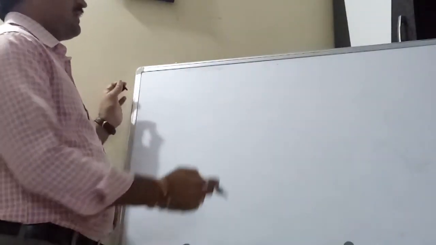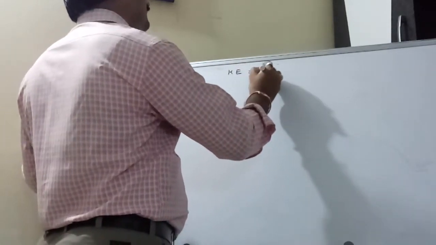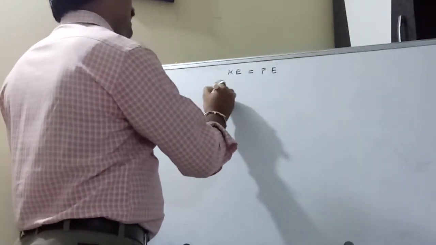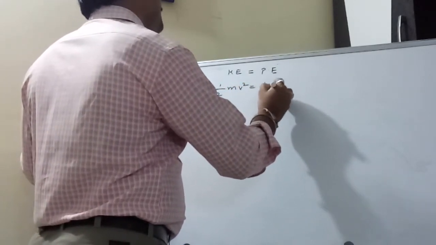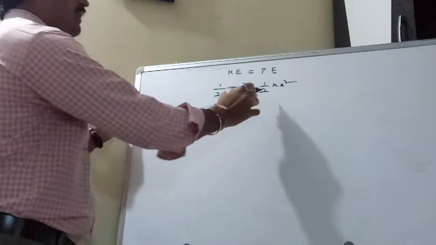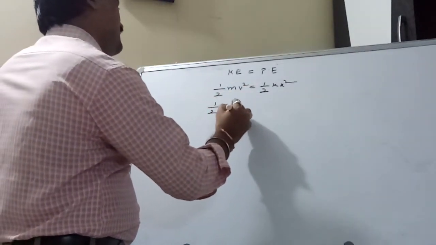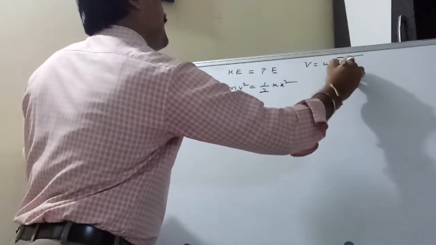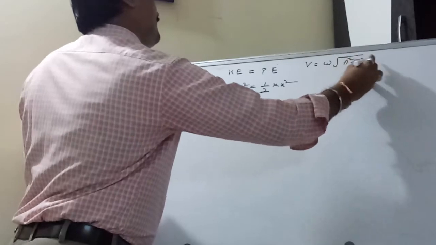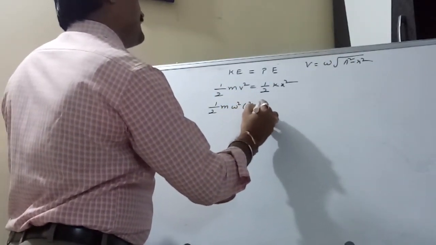So, energy in an oscillator system: K equal to P. So (1/2) m v square is equal to (1/2) k x square, the potential energy of the spring. For (1/2) m v square, v is equal to omega into root of a square minus x square, so v square is omega square into (a square minus x square).